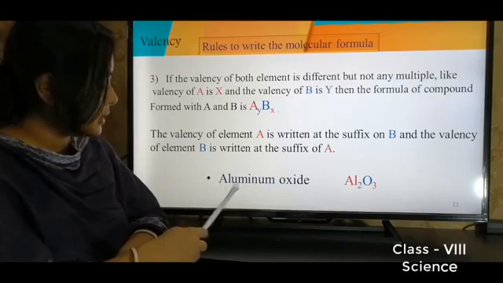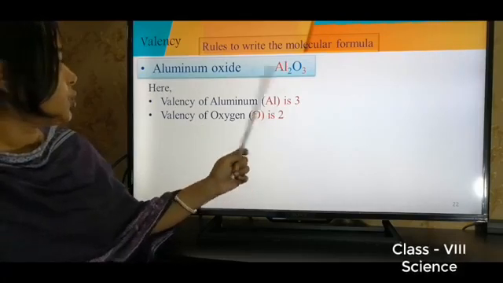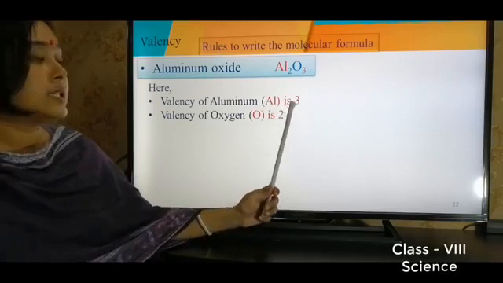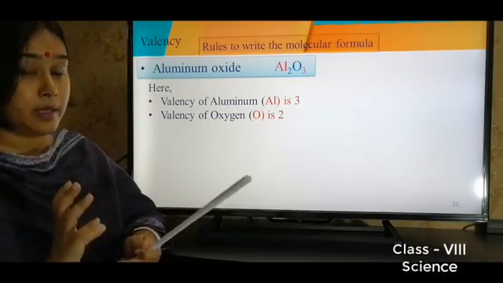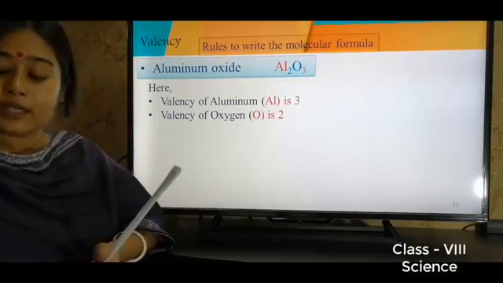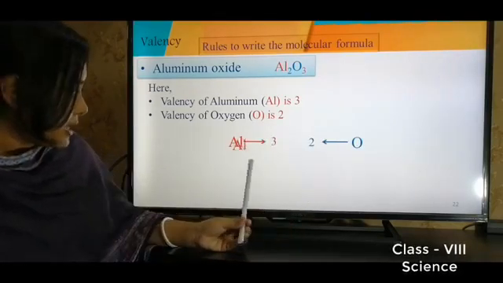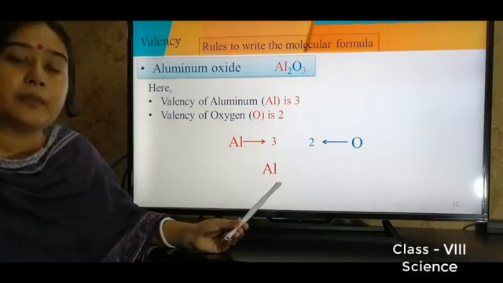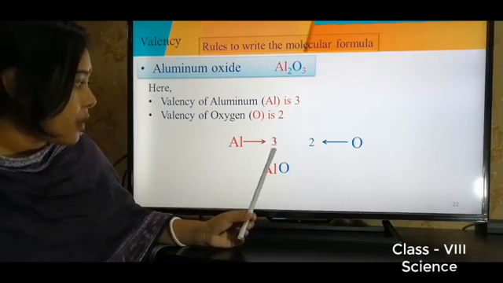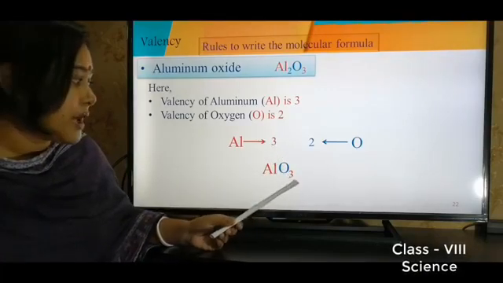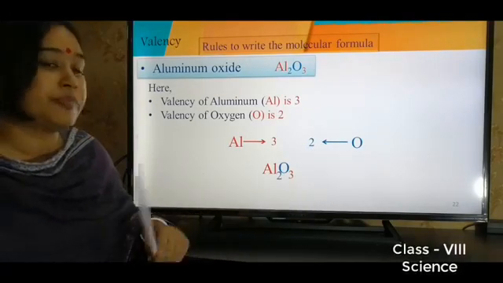If I take an example, aluminum oxide, Al2O3. Here the valency of aluminum is 3 and the valency of oxygen is 2. So how will we form the formula of this compound, aluminum oxide? Let's see. The valency of aluminum is 3. The valency of oxygen is 2. Here I am taking the symbol of aluminum, Al, and I am also taking the symbol of oxygen, O. Now I will write 3, the valency of aluminum, as a suffix of oxygen, and here I will take the valency of oxygen as a suffix of aluminum.